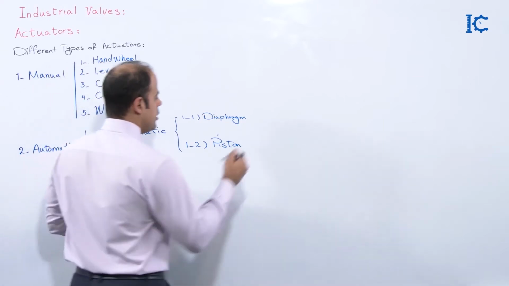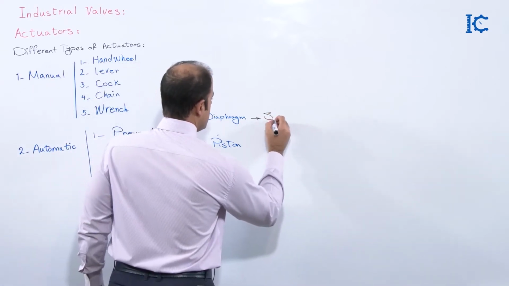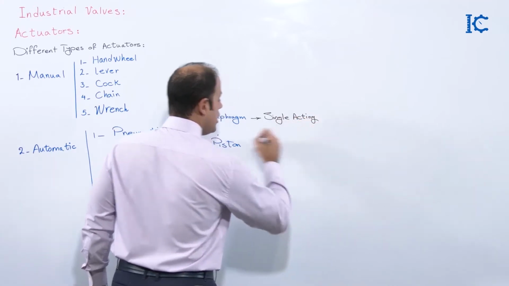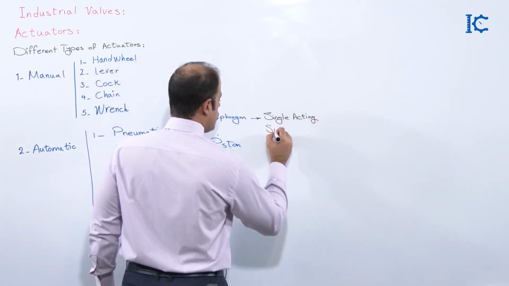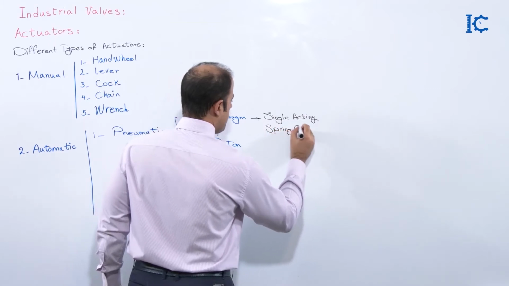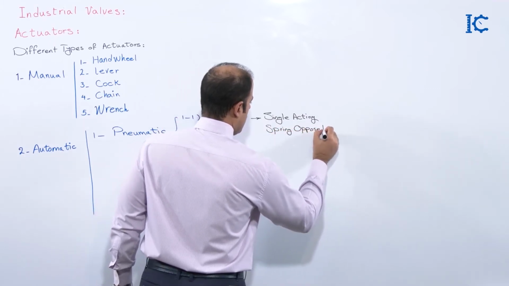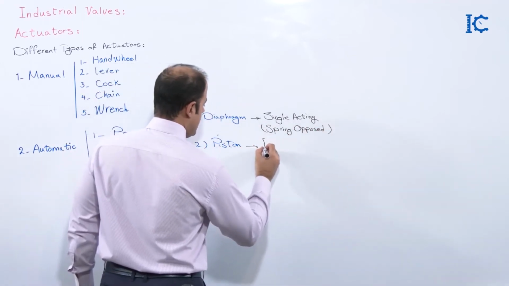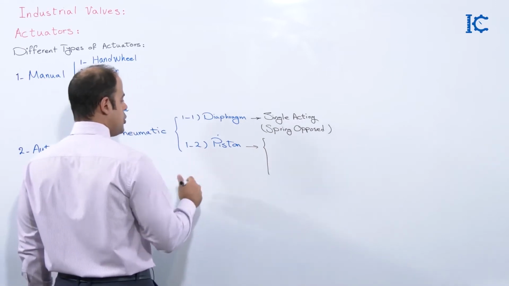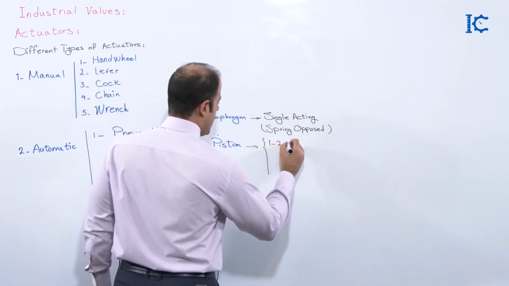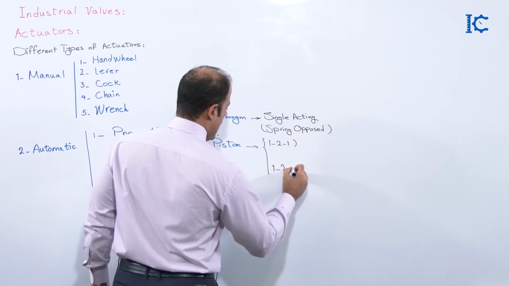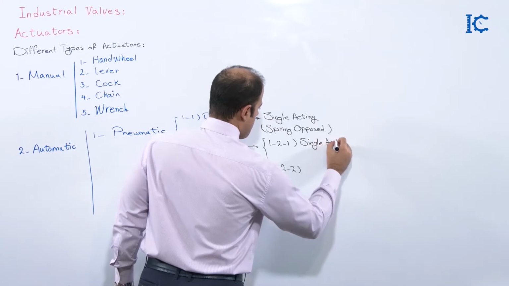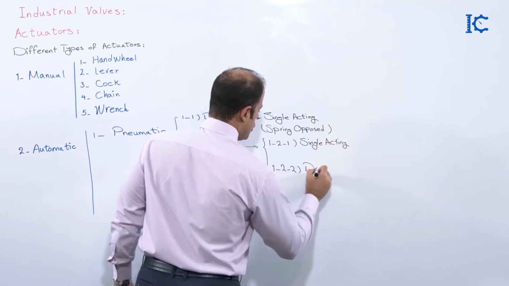I can just tell you that the diaphragms can be single acting, or these items would be called spring opposed. But in the case of piston, these items can be categorized in two different ways. The first would be known as single acting, and the second one is double acting.